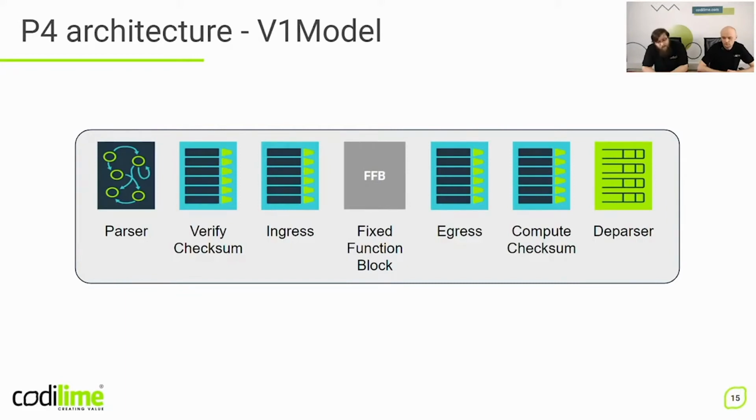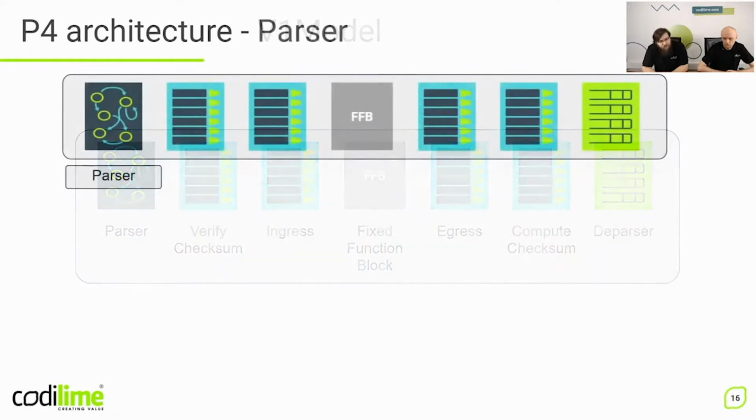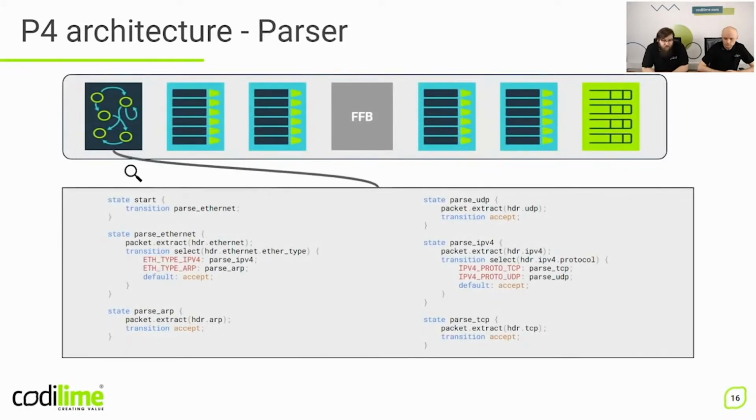Parser and deparser are responsible for packing and unpacking packets in the appropriate way. Checksum-related blocks can be used to verify and update checksum in case of packet header manipulation. Ingress and egress blocks are used to execute the processing logic. The parser is responsible for extracting previously defined packet headers. Header extraction is necessary to allow the P4 program to operate on that data.